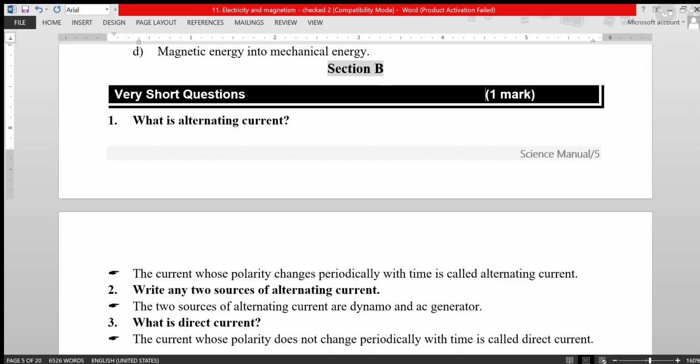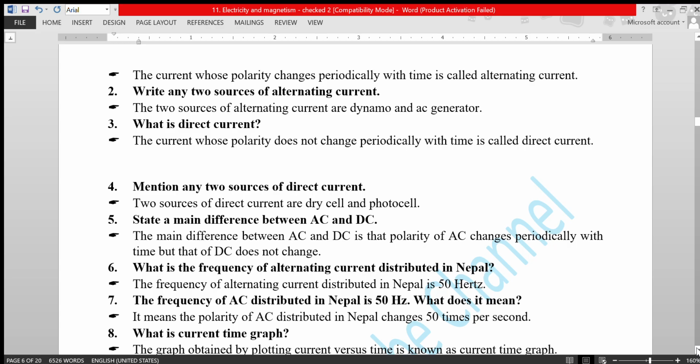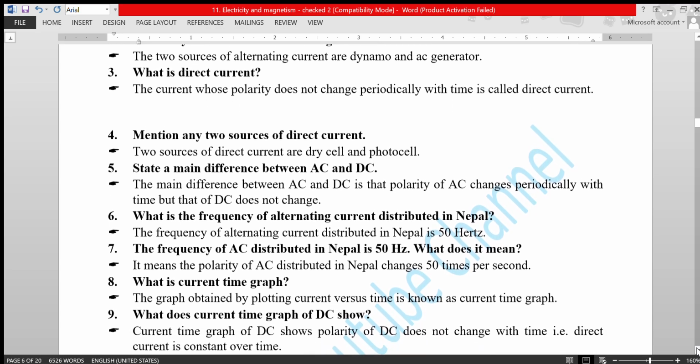Carrying 1 mark. Alternating current. The current whose polarity changes periodically with time is called alternating current. Write two sources of alternating current: dynamo and AC generator. What is direct current? The current whose polarity does not change periodically with time is called direct current.